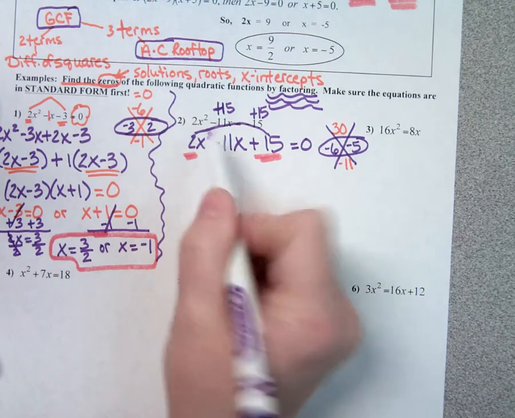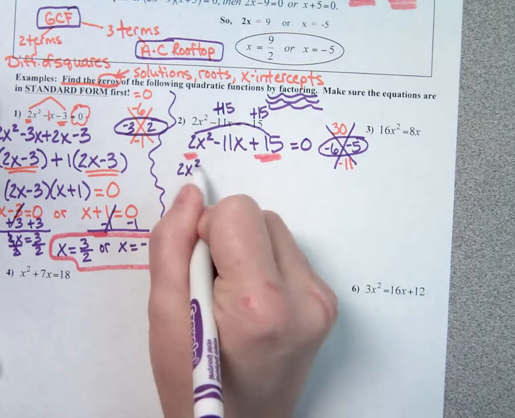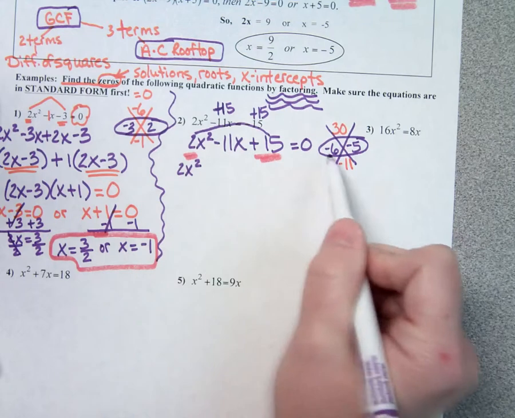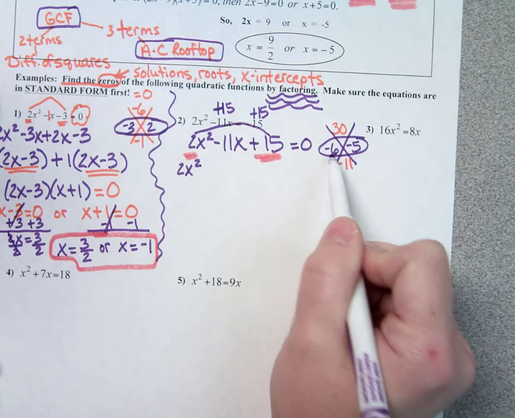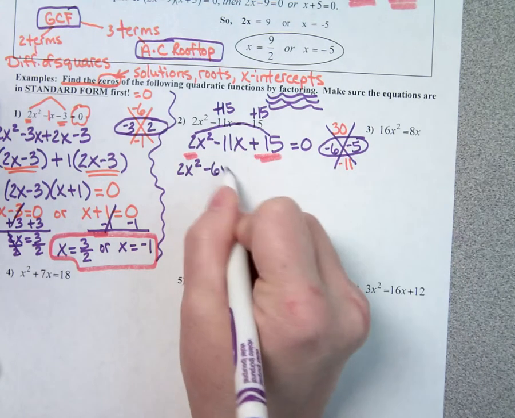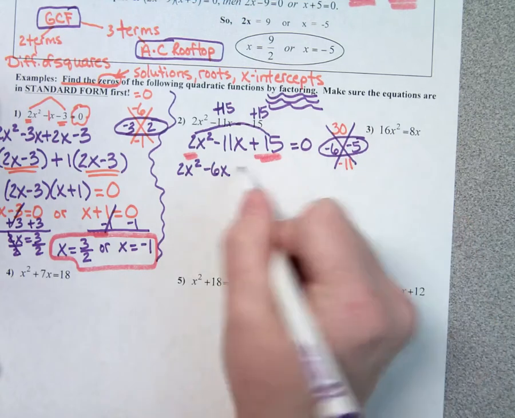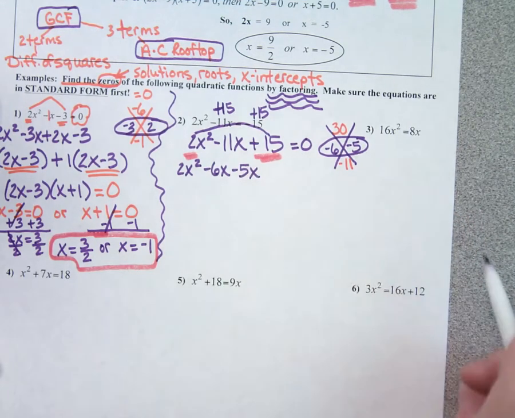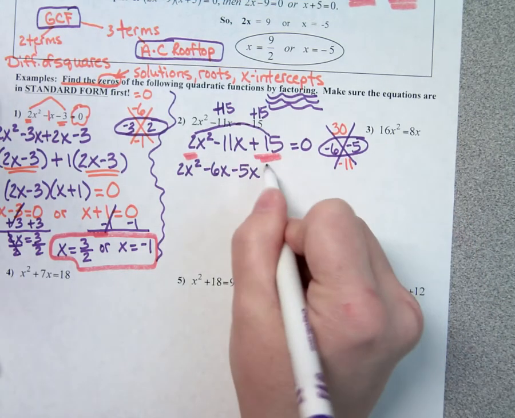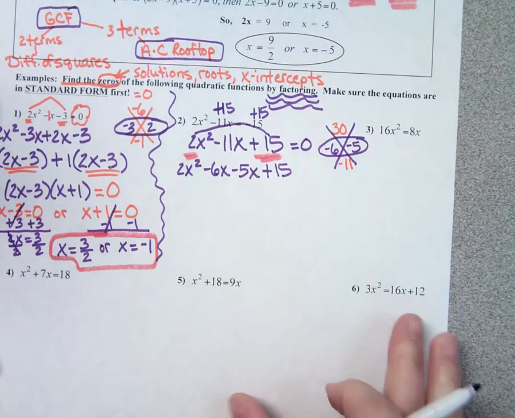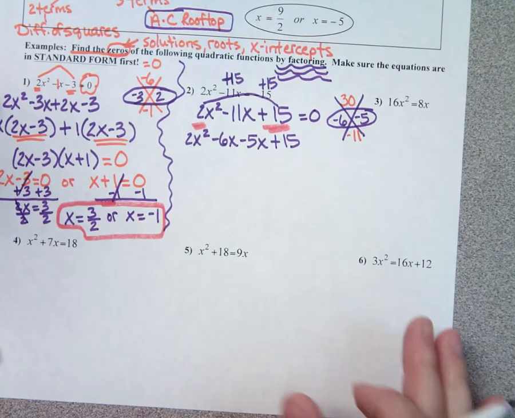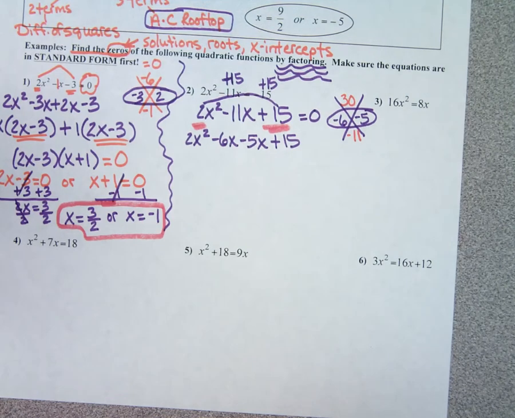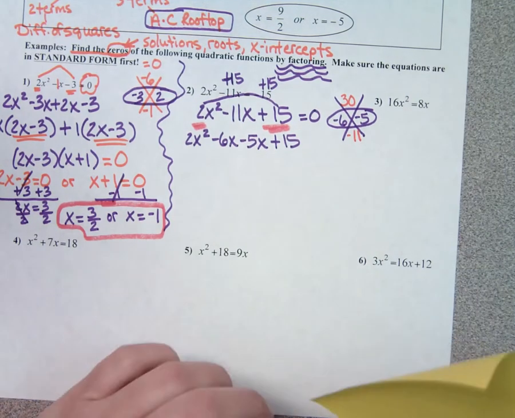Okay, so I recopy my 2x squared. Instead of using the minus 11x, I use these two numbers over here. So I write a minus 6, just put an x behind it. I write a minus 5, just put an x behind it. And I bring down the plus 15. And like the last problem, I'm going to wait to bring down that equals 0.